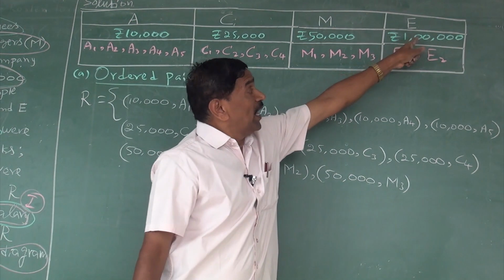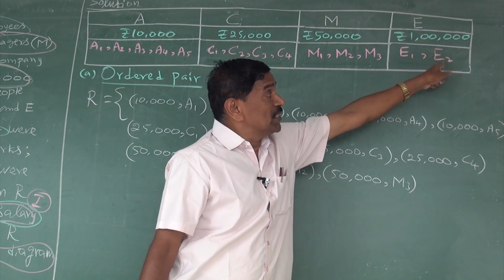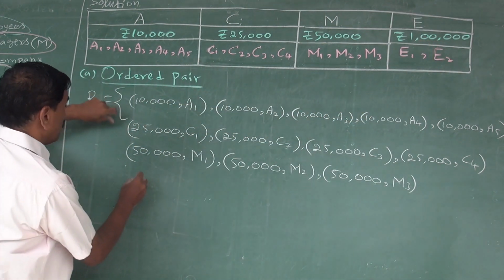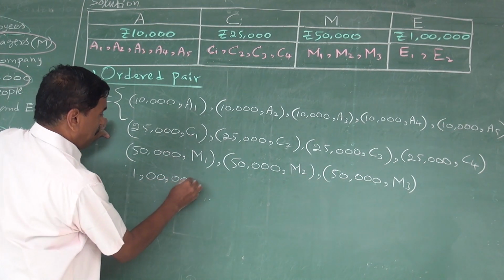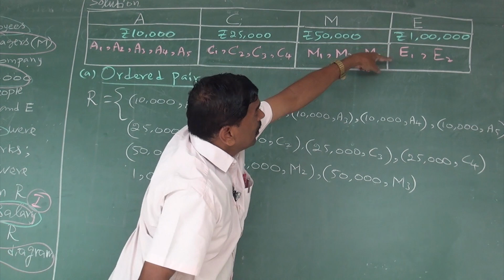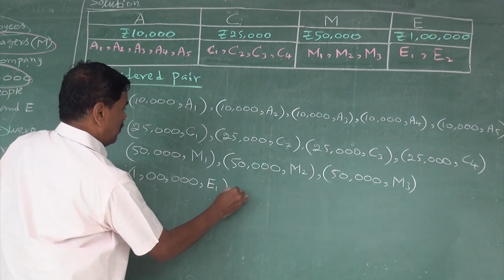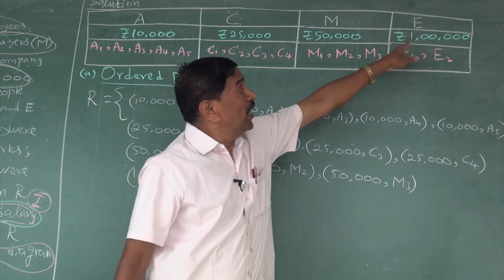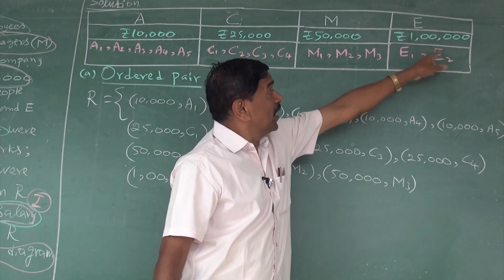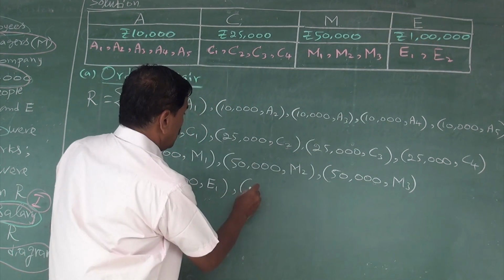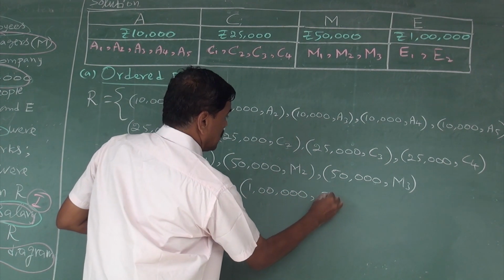Yes. 1 lakh is related to executive officer 1 and 1 lakh is related to executive officer 2, which means the fourth row is given by the ordered pair (1 lakh, E1), and next, 1 lakh is related to executive officer 2, that is, an executive officer 2 can also get a 1 lakh salary.